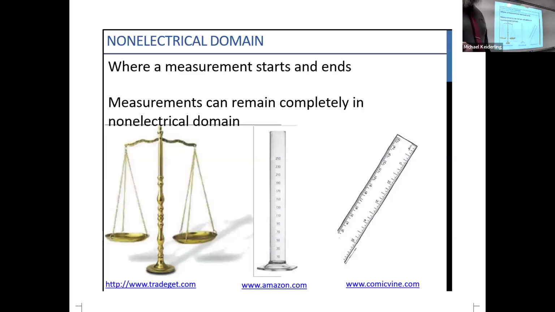So measurements can remain completely in the non-electrical domain. You can weigh something with an analog scale. You can measure a volume with a graduated cylinder. You can use a ruler. You can get quite accurate entirely non-electrically. Like this can measure length down to 0.05 millimeters.